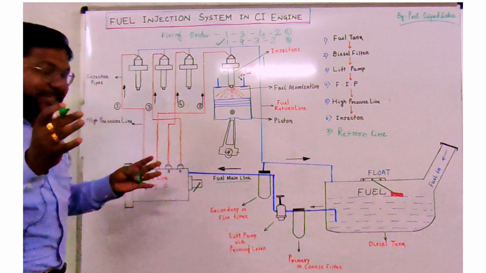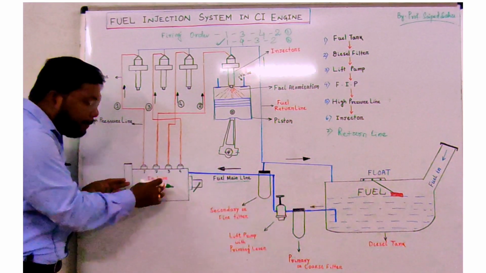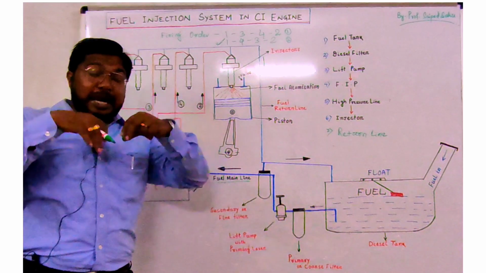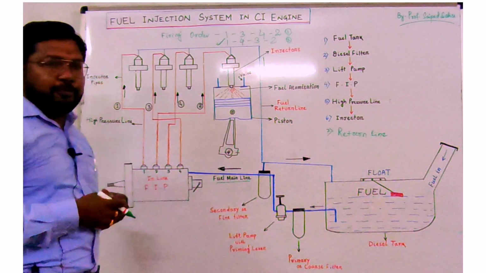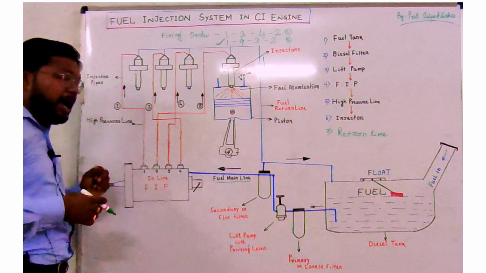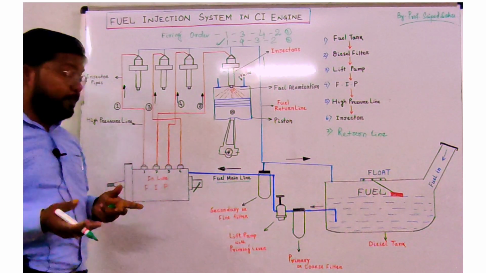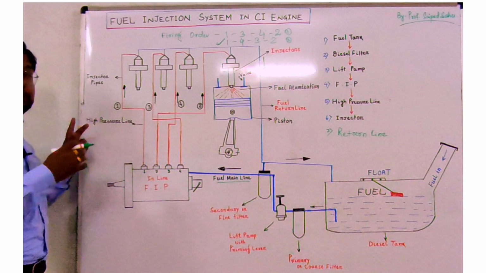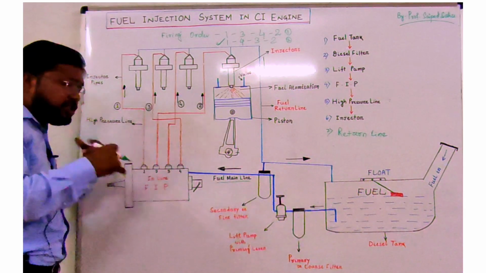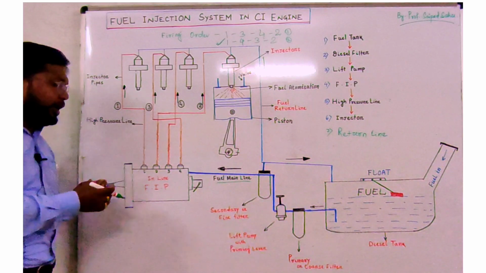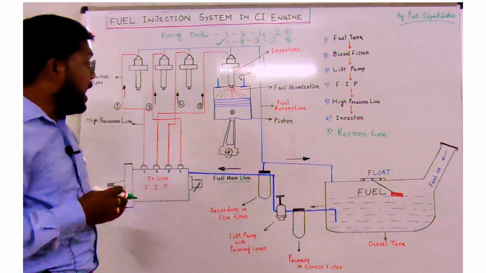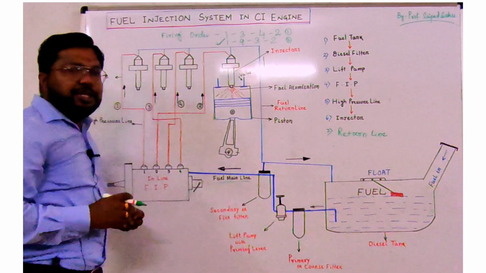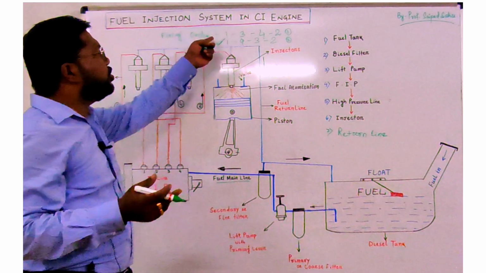Now this diesel fuel has come to this FIP, which is responsible for generating very high pressurized diesel fuel. As I have said, this FIP generates 200 to 250 bar of pressure because this FIP pulley is connected to the engine prime mover pulley. So as the crankshaft rotates, the FIP rotates and it is able to generate very high pressure diesel fuel. Now you see how our engine is working: according to this firing order.